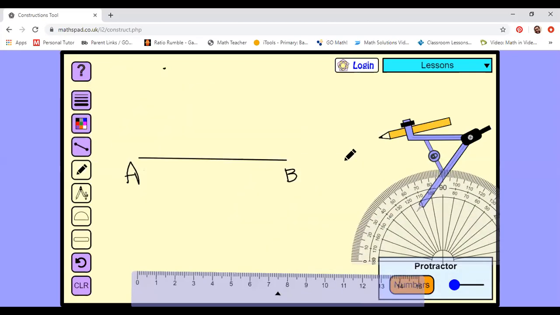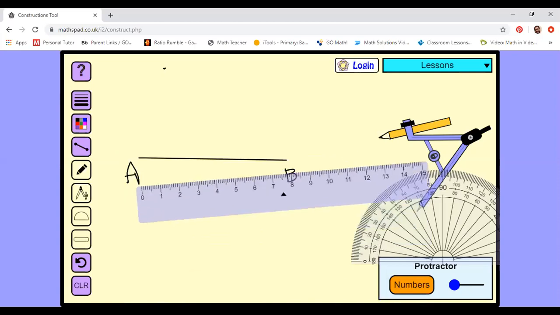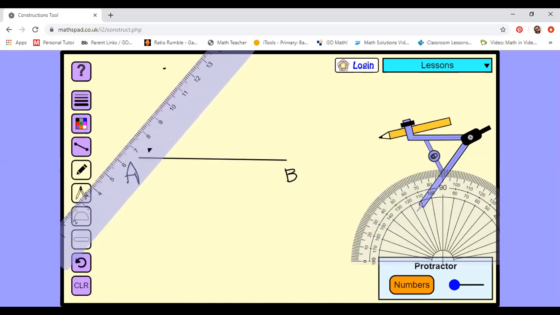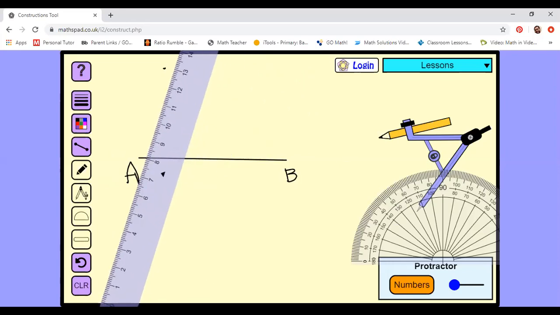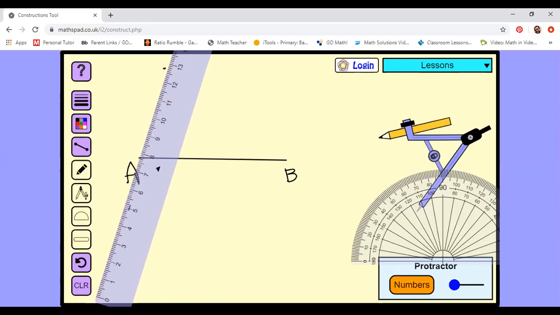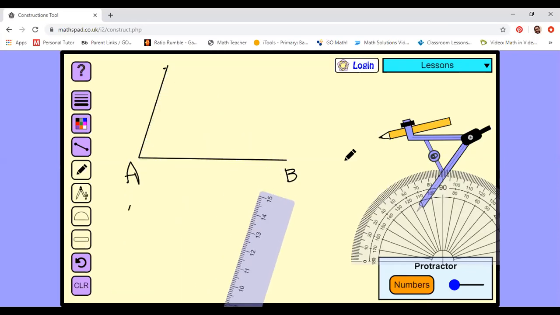Then I replace my protractor and use the ruler to connect the two points, this point and this point. It didn't come exactly, but there's no problem, on your paper it will be better. He said this point is called C, so the angle BAC is 75 degrees. He also asked me to construct the angle of 125 degrees at the point B.